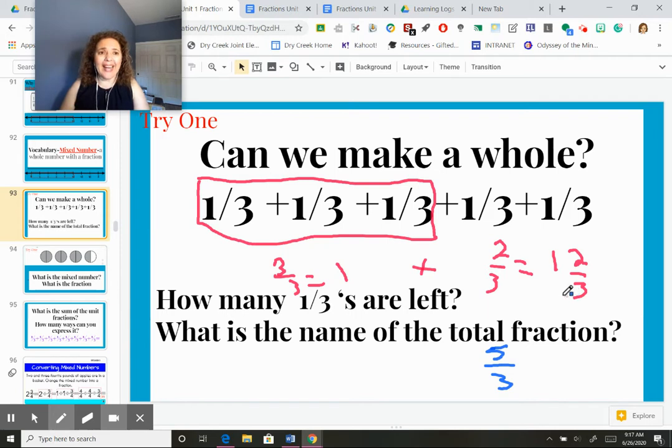So you say the word "and," boys and girls, after you give your whole. So it's 1 whole, so you just say 1 and 2 thirds. Say it with me. 1 and 2 thirds. What's the total fraction? So the fraction, 1, 2, 3, 4, 5. 5 out of 3. Okay.